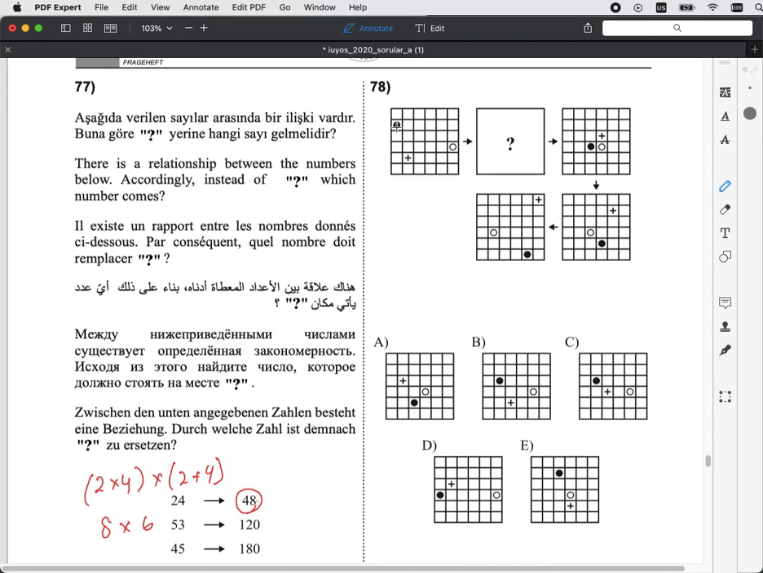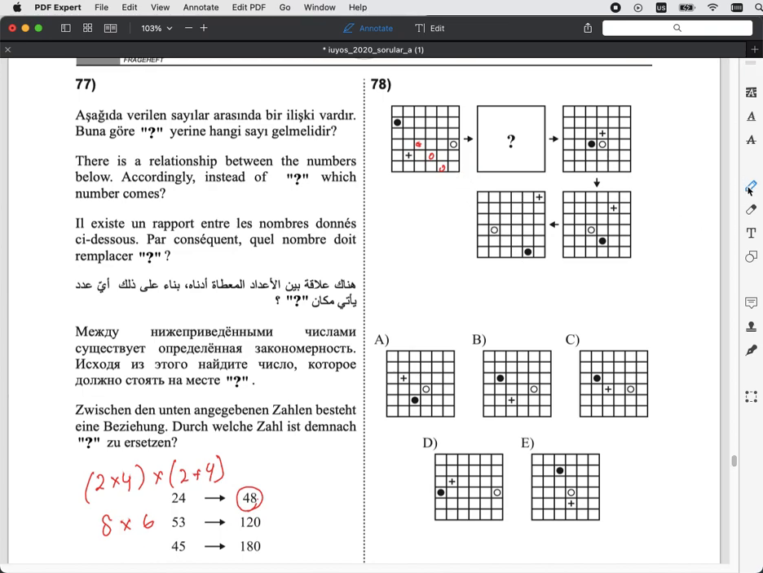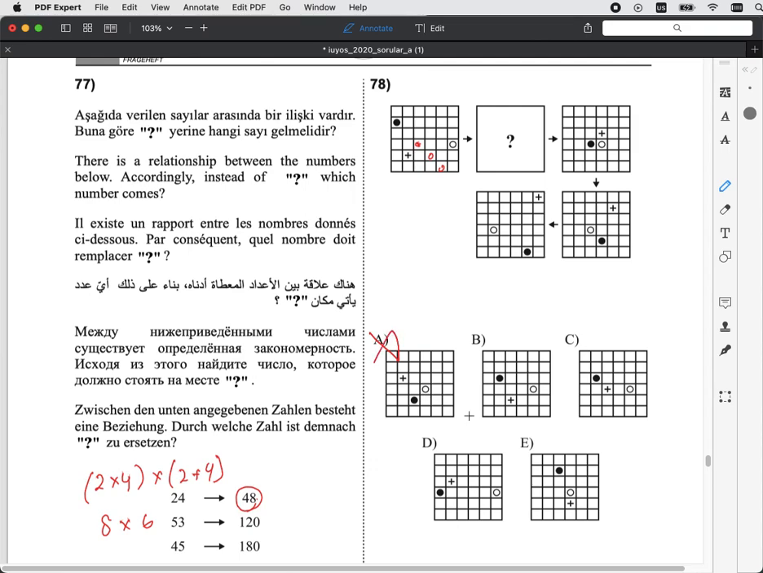This black one from here to here. Okay, from here to here, and then next one is here, and then here, then the required one should be here. And so not A, not D, not E. All right, then we will see the plus sign. It is from here to here. So the required one should be this one. Yeah, the answer is C.